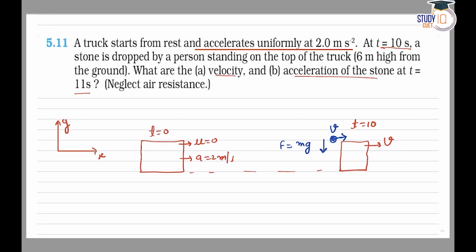So we have to define the velocity and acceleration at t equal to 11 seconds. t equal to 11 seconds means that the journey of the stone has taken 1 second. It does not mean that the stone has taken 11 seconds. As the stone is released at t equal to 10, the time attained by the stone is only 1 second. So for the stone, time is equal to 1 second.